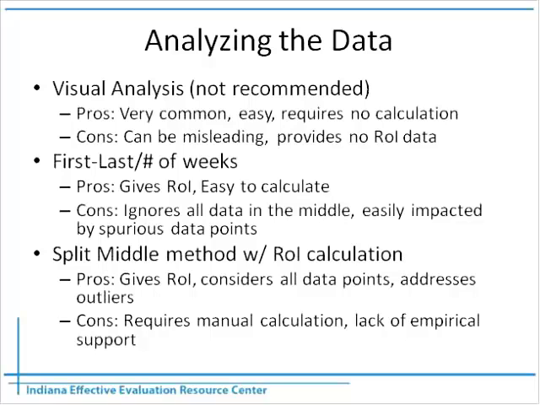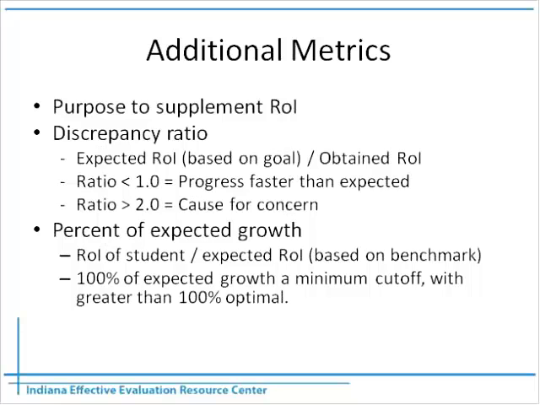Another method that's somewhat more reliable but more complicated is the split middle method, including a rate of improvement calculation. And I think that's easier to explain using a graph. The benefits of this method are that it does consider all the data points and addresses things like outliers, but it does require manual calculation and has a lack of empirical support. So we're not really sure how well this works or how reliable it is in terms of calculating the slope.